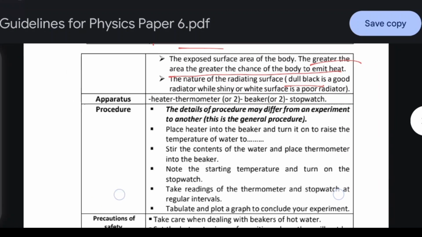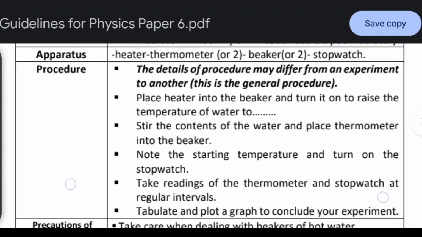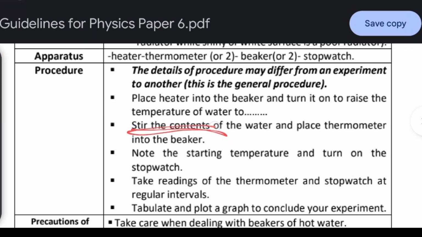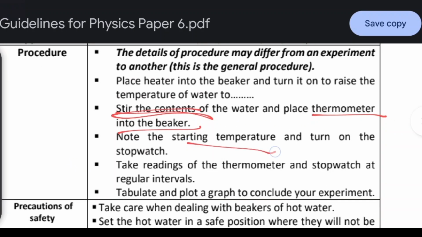Stir the contents of the beaker and place the thermometer into the beaker. Why do you stir the contents? For even distribution of temperature. And then you place the thermometer into the beaker. Then note the starting temperature and turn on the stopwatch. Take readings of the thermometer and stopwatch at regular intervals.